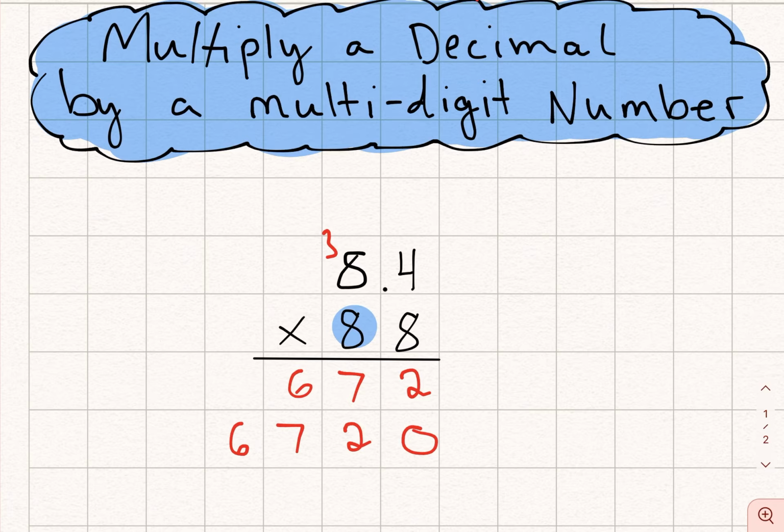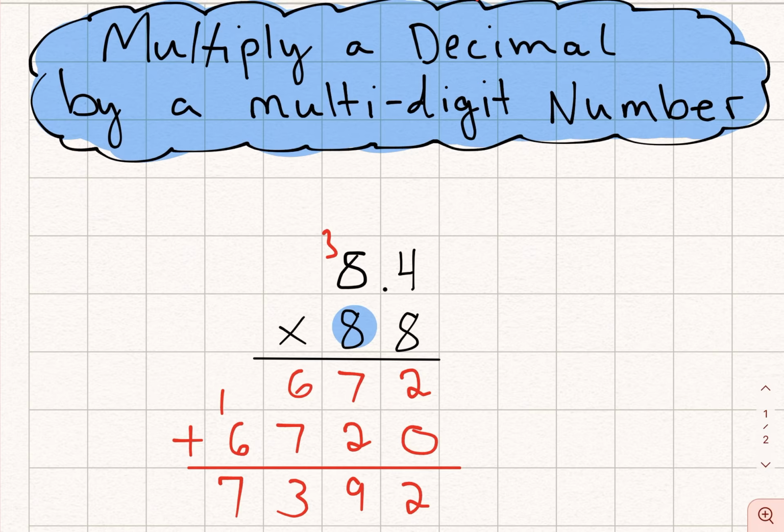So here we go. We've got our two partial products. We're going to add these together. And here we have it. 2 plus 0 is 2. 7 plus 2 is 9. 6 plus 7 is 13. Carry the 1. 6 plus 1 is 7. So we have a number, 7392, but it's not quite done yet.